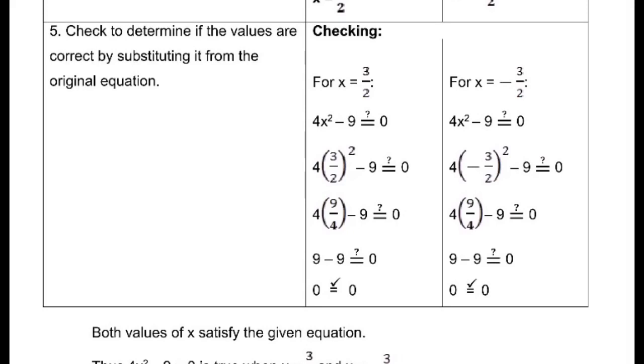Correct. Then for x equals negative 3 over 2, substitute negative 3 over 2 to x. So we have 4 times negative 3 halves squared minus 9. Is it equal to 0?